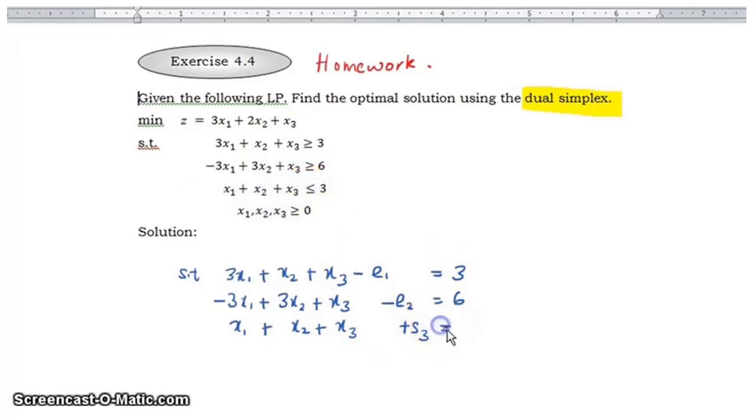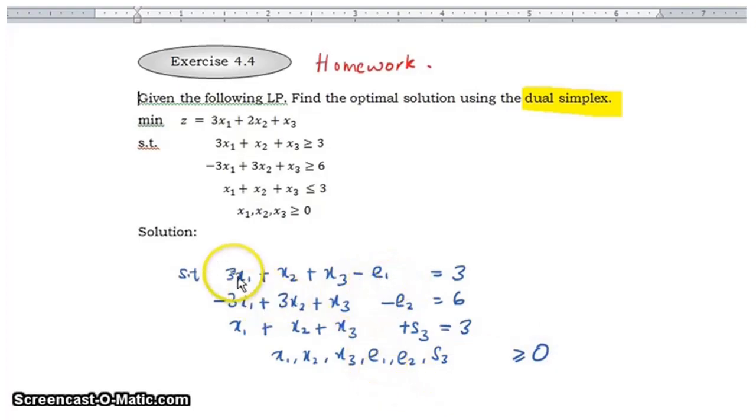And for the third constraint, we have x1 plus x2 plus x3 plus s3 equals 3. Since the sign of the third constraint is less than or equal to, we need to add a slack variable to this constraint. Then include these new variables in the sign restriction: x1, x2, x3, E1, E2, and S3 are greater than or equal to 0.